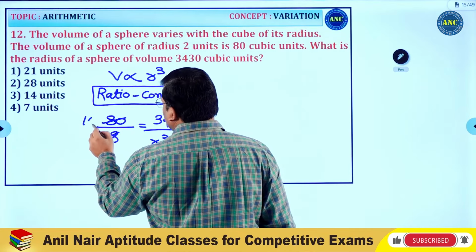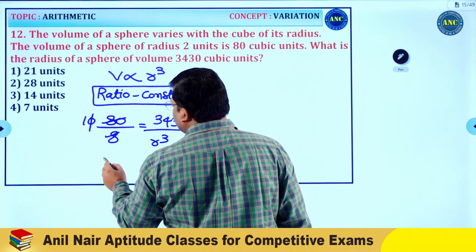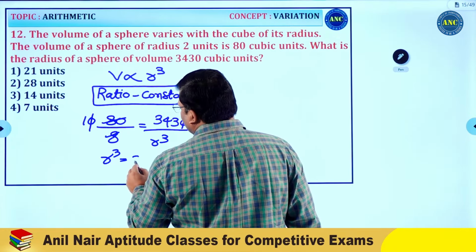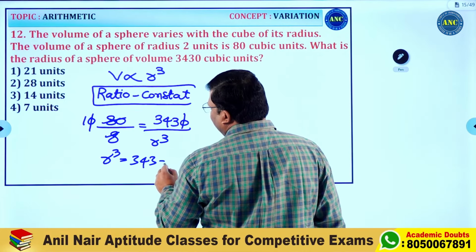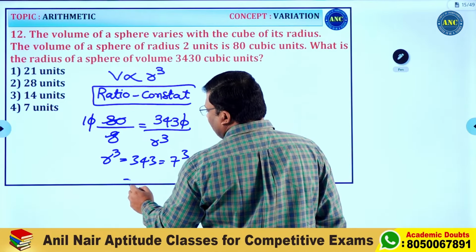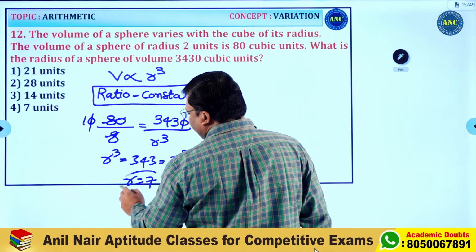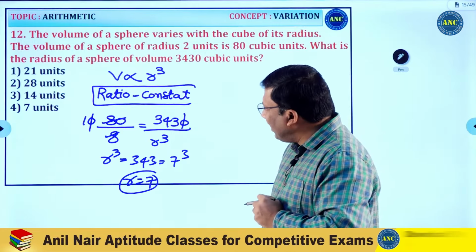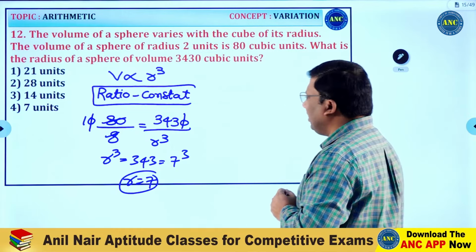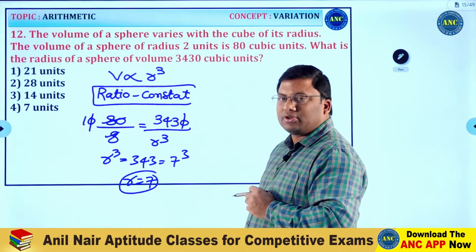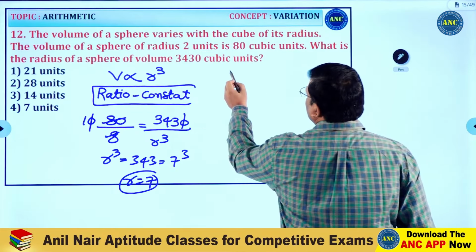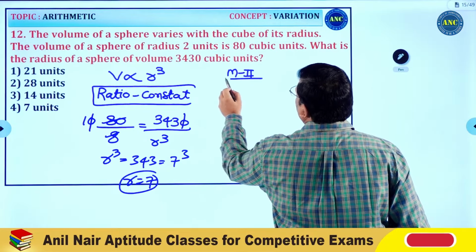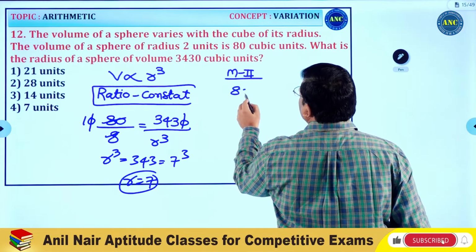8 tens are 80, 0 0 cancel. R cube is 343. 343 is 7 cube. So R is 7. I hope the idea is very much clear to you. Volume is proportional to R cube. Method 2. Volume is 80.